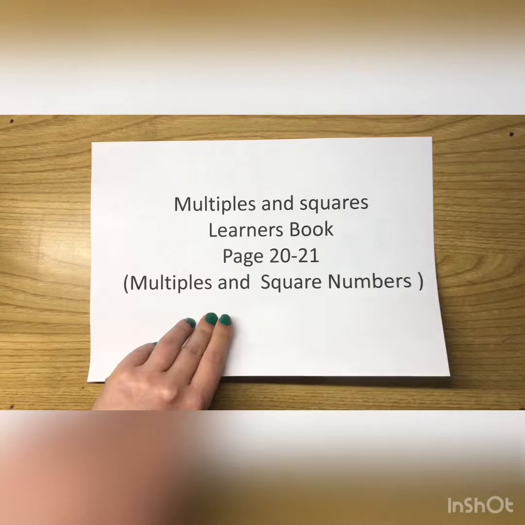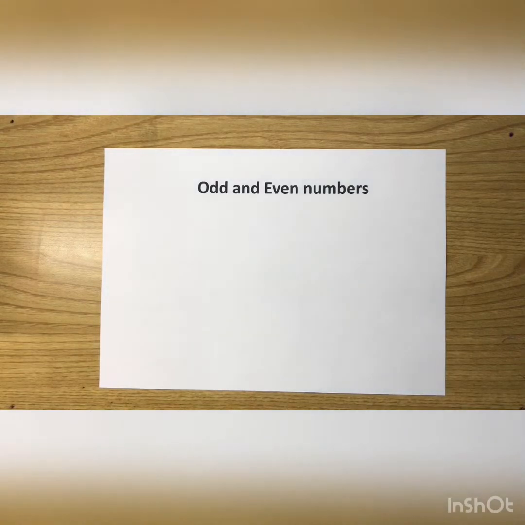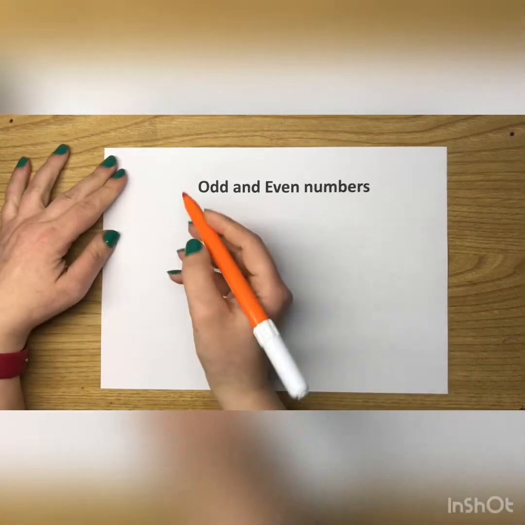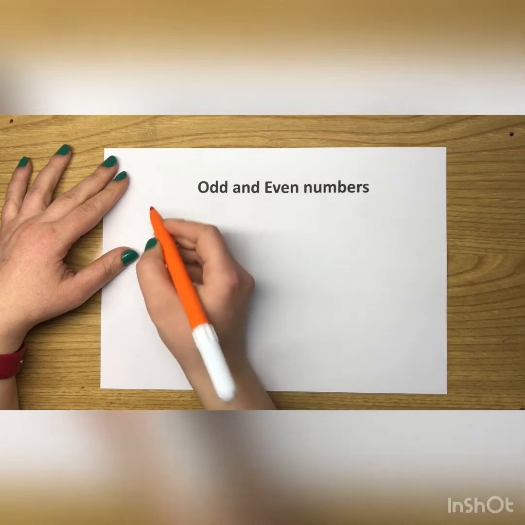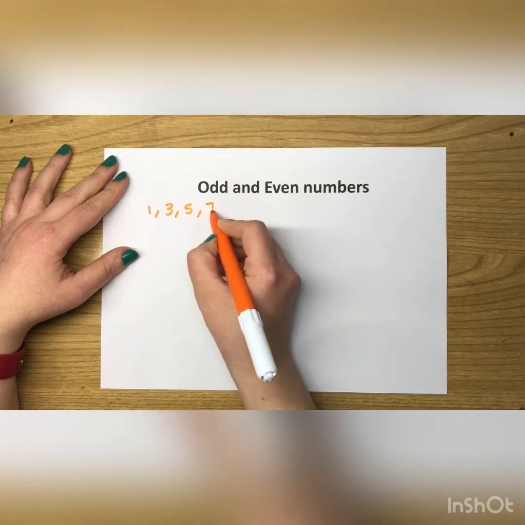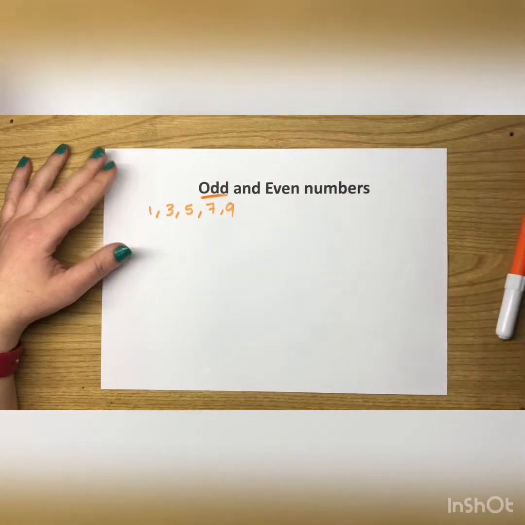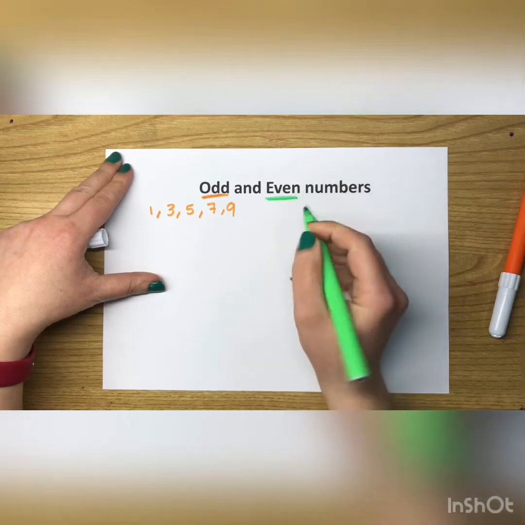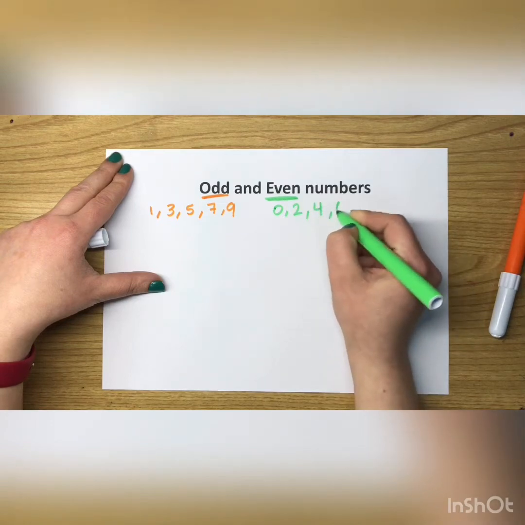Okay, first thing, we have to revise. What are odd and even numbers? Let me give you some examples, and let's try to figure out what are the even and odd numbers. For one single digit number, the odd numbers are 1, 3, 5, 7, and 9. Those are the odd numbers. The even numbers are 0, 2, 4, 6, and 8.